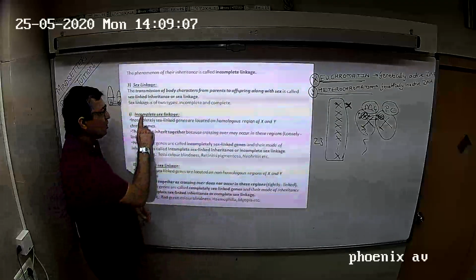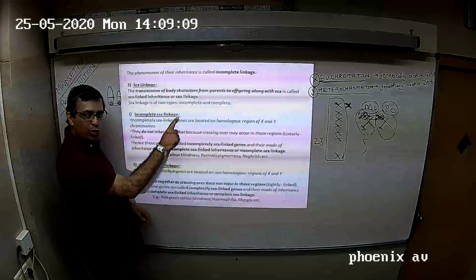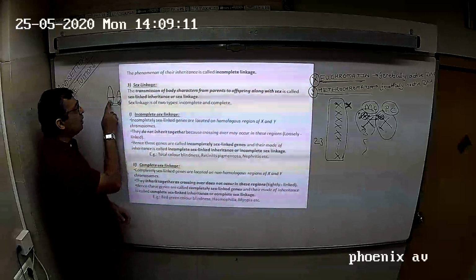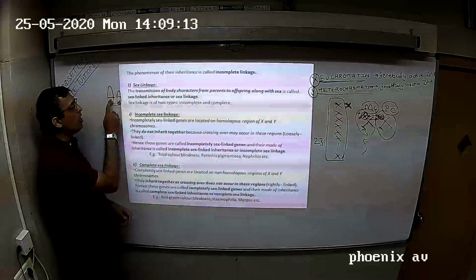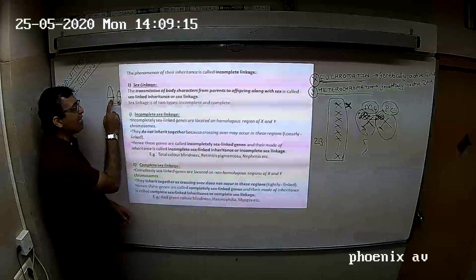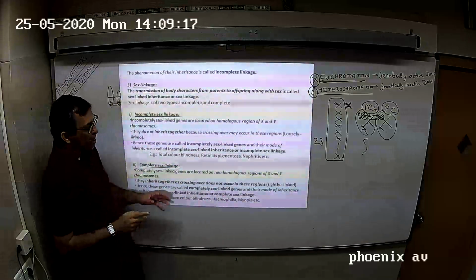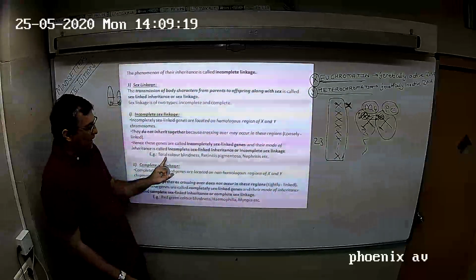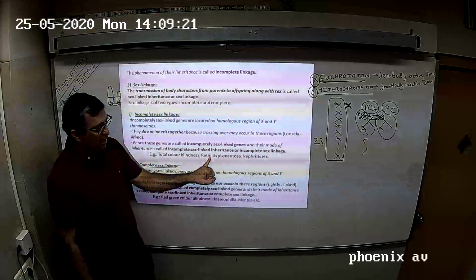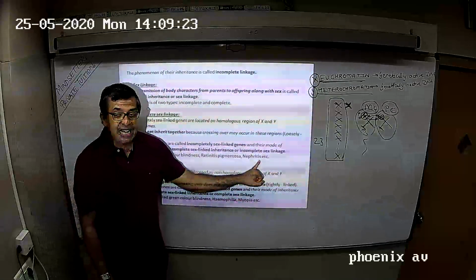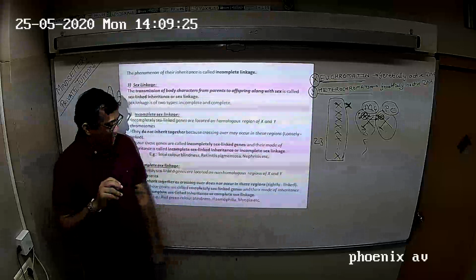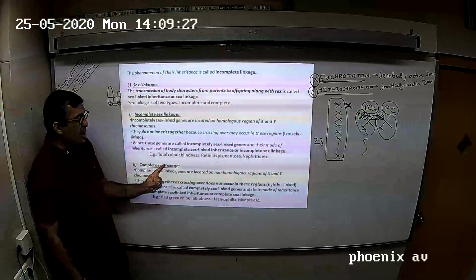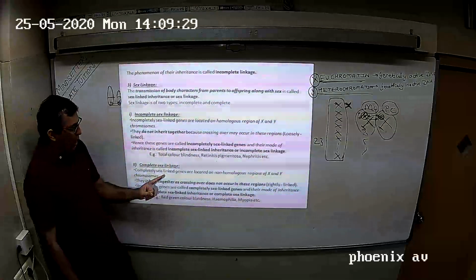Right? So that was incomplete sex linkage, where the genes are found on the homologous parts of the X and Y chromosome. The diseases concerning them are total color blindness, retinitis pigmentosa, and nephritis. Then we have something called complete sex linkage.